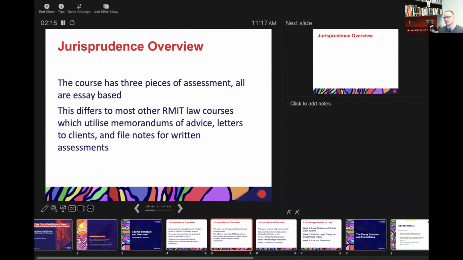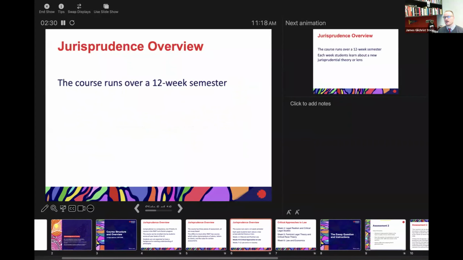We're very much on authentic assessment processes, so memos of advice, letters to clients, file notes, and then final exams. So my jurisprudence course is quite different in the way in which it's assessed. So I've had this bit of leeway in being able to introduce AI.